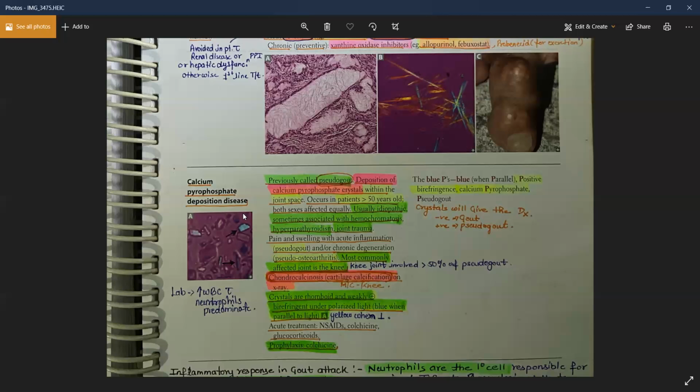And the patient can also have a high level of calcium in the blood, and because of this high level of calcium, the patient can have metastatic calcification, right? And sometimes metastatic calcification can also lead to calcium pyrophosphate disease. Very important, right? And the crystals are rhomboid shaped, while in monosodium urate, these were needle shaped. In calcium pyrophosphate, as you can see, these are rhomboid shaped crystals. And they will be blue in parallel light and yellow in perpendicular light.